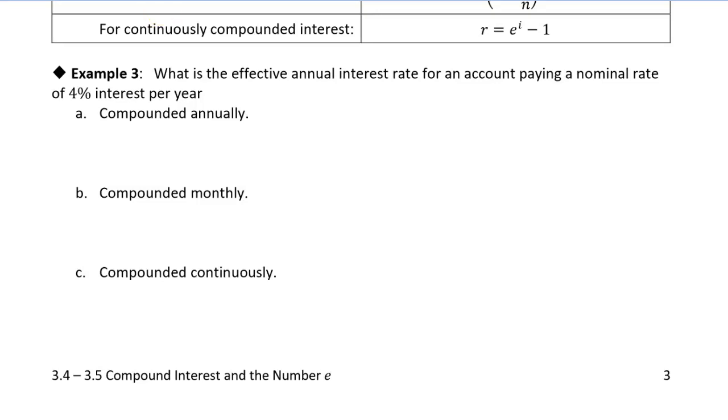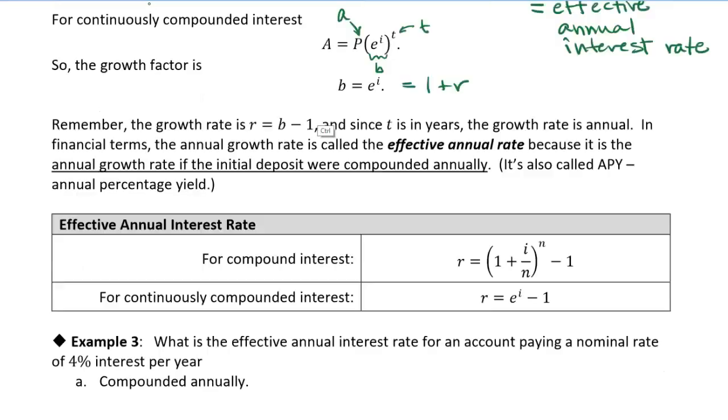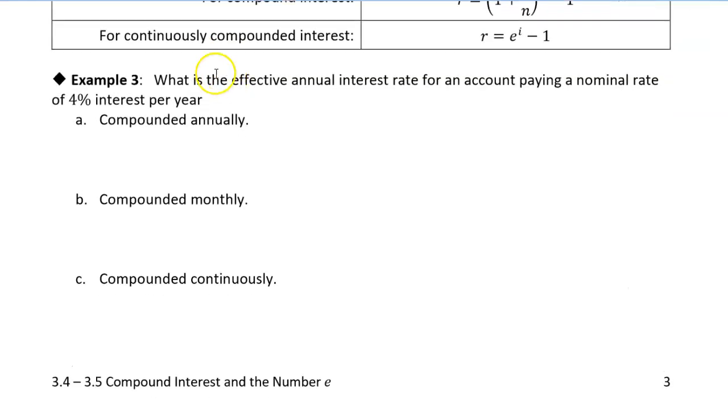So I'm just gonna scroll those off the screen so we can think about this. All right, so we want to know the effective annual interest rate for an account paying a nominal annual interest rate of 4% per year. Remember that we would normally have A is equal to P times 1 plus I over N to the NT, right?